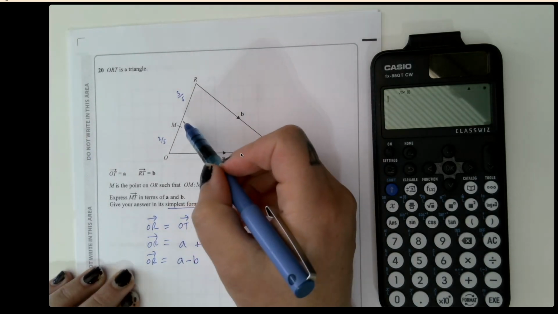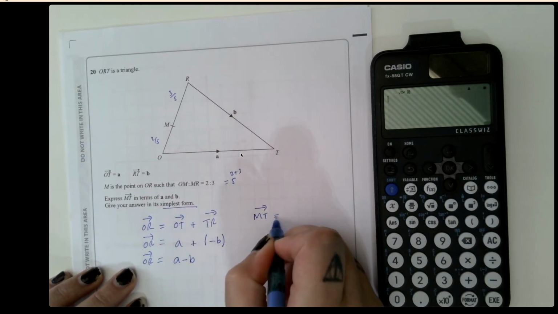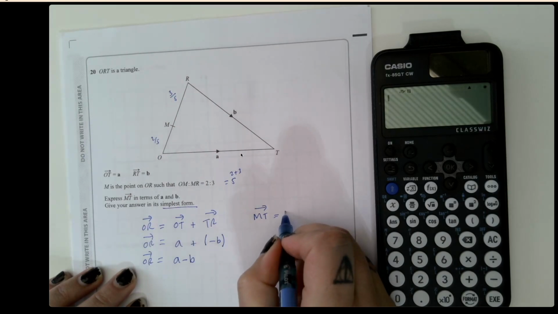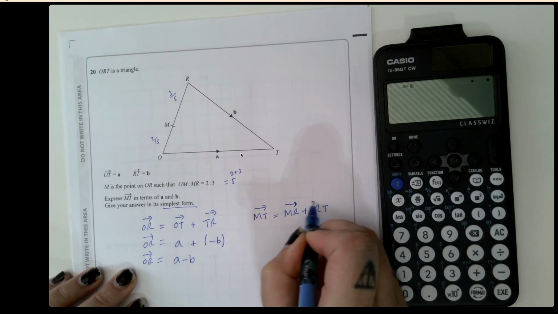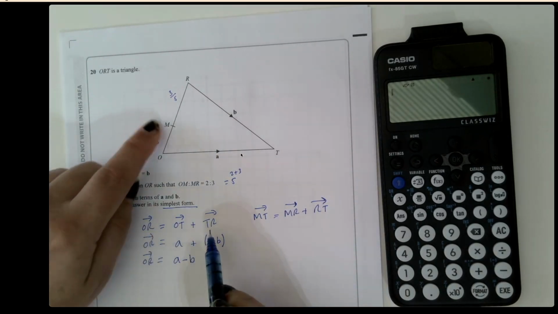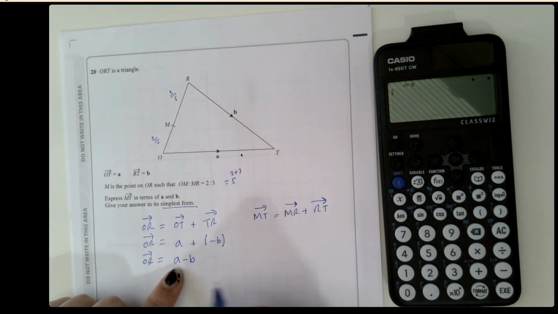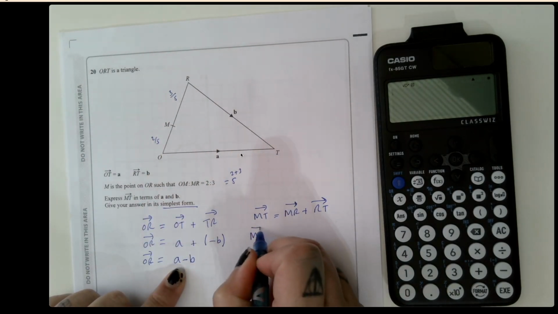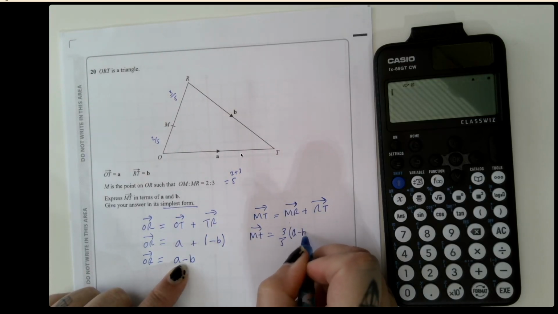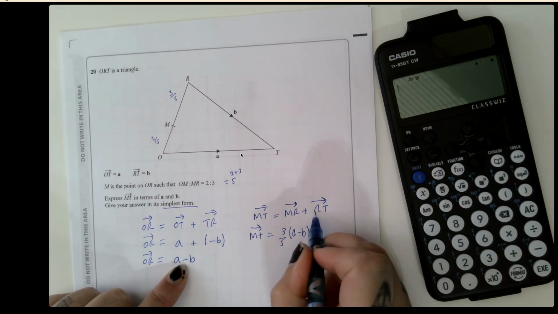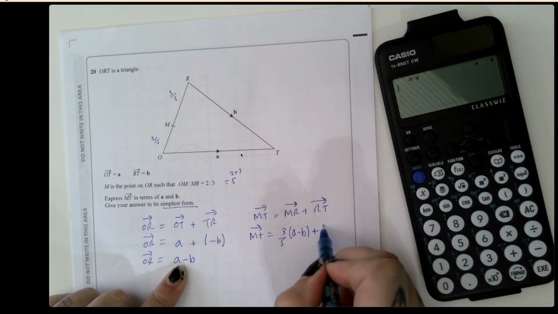Now if I want to go from M to T, what I'm going to do is go M to R and then R to T. That's the route I'm going to take. So M to R is 3/5 of OR, of this length here. So M to R is 3/5 of A subtract B, and then we would add RT, so from R to T going in the same direction as this arrow, so we would add B.